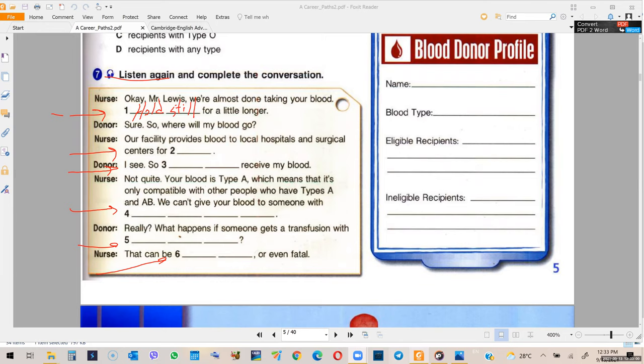Sure. So where will my blood go? Our facility provides blood to local hospitals and surgical centres for transfusions.